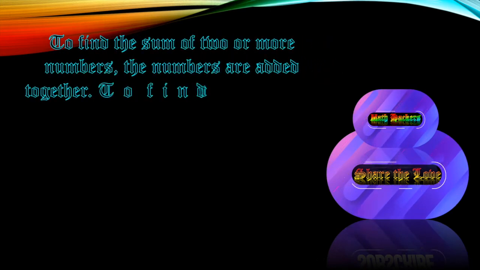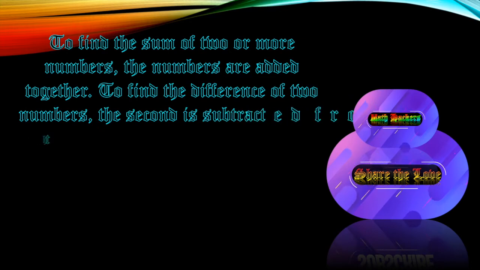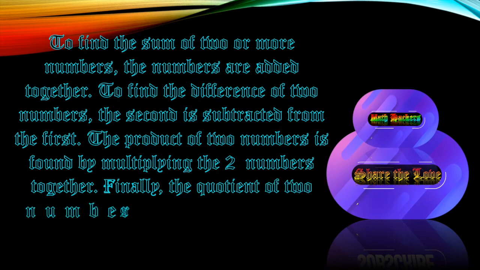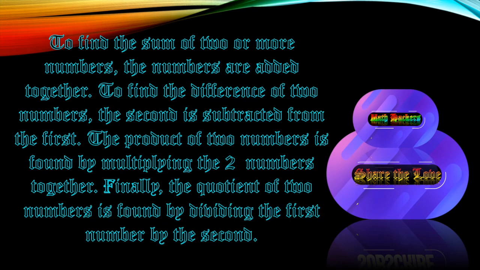To find the sum of two or more numbers, the numbers are added together. To find the difference of two numbers, the second is subtracted from the first. The product of two numbers is found by multiplying the two numbers together. Finally, the quotient of two numbers is found by dividing the first by the second. Basically, as mentioned earlier, plussing and minusing, slicing and dicing, which we will dive into more deeply shortly. The following slides are dedicated to clarifying and shedding more light on it.